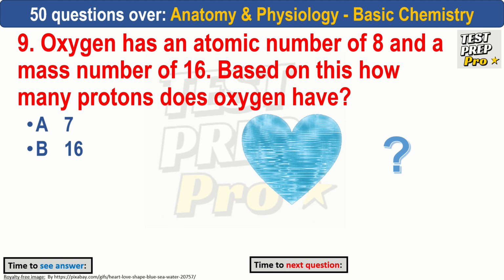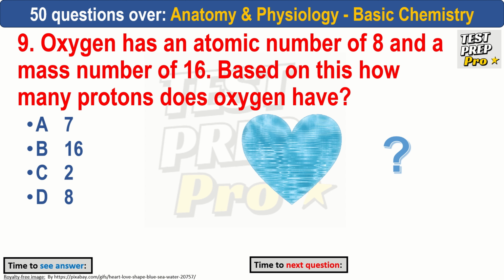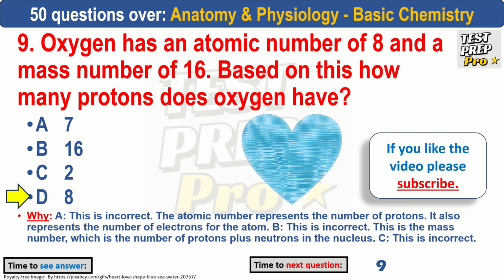Oxygen has an atomic number of 8 and a mass number of 16. Based on this, how many protons does oxygen have? Is it 7, 16, 2, or 8? The answer is 8. So the atomic number also indicates the number of protons for a given element. That's the way to tell it.